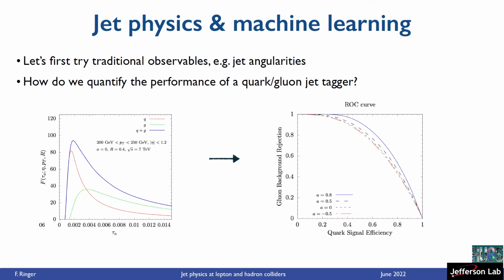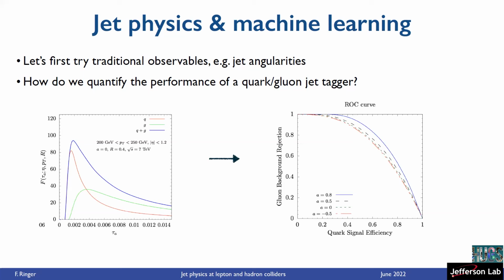This is the distribution for the angularities that I showed before. Now we'll move this decision threshold to the left or right and check how many we classify correctly and how many we don't. What you see here is exactly this ROC curve for different values of the angularity parameter A. You should probably neglect the blue curve here; I think we pushed it a little too much into the non-perturbative region.